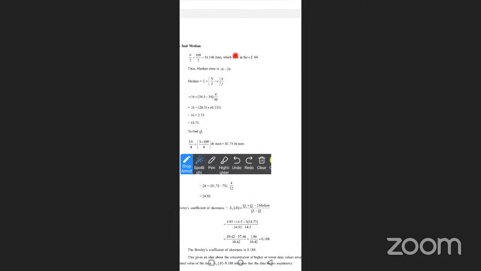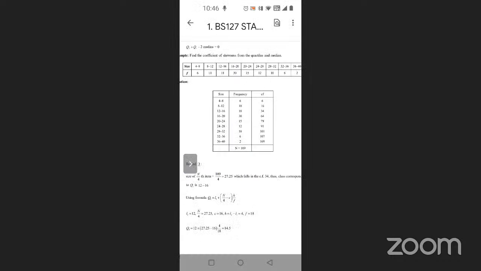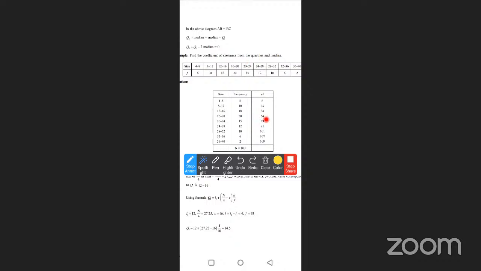The second one is the n by 2 item. So 109 by 2, that is 54.5. 54.5 lies in the class interval 16 to 20. Lower limit L equals 16. Substitute in this formula, and the median Q2 value comes out. Q2 is equal to 18.73.